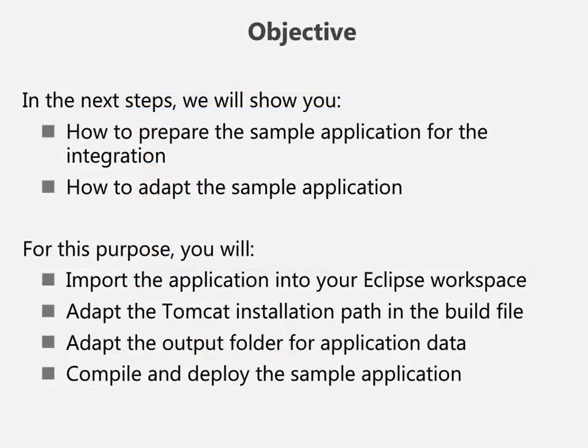In the next steps, we will show you how to prepare the sample application for the integration, and which adaptations are necessary in order to use the application. First, you will import the sample application into Eclipse as an Eclipse project. Then you will adapt the Tomcat installation path in the build file of the project. You will specify the output folder for storing the data of the sample application, you will compile and deploy the sample application, and finally test the deployment.